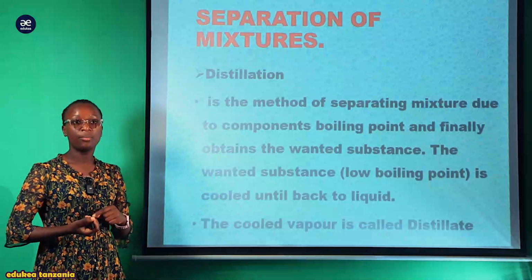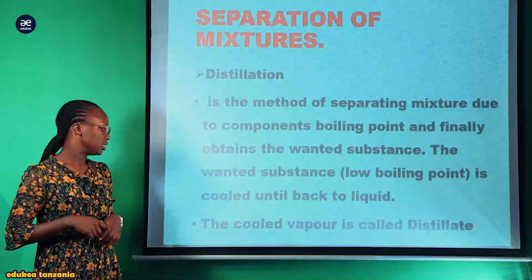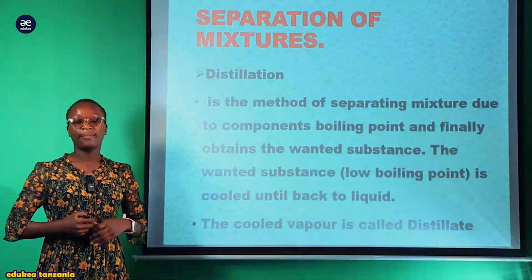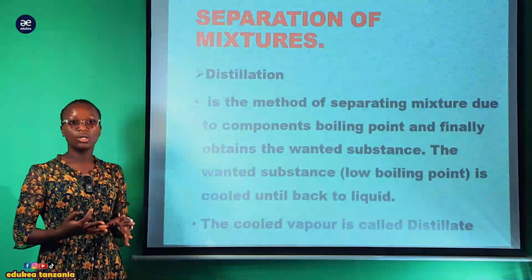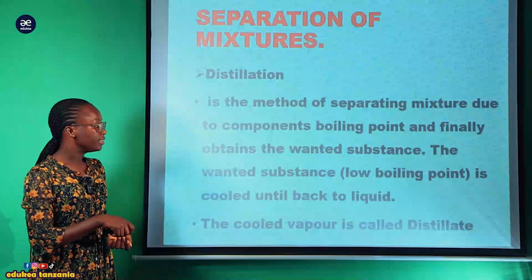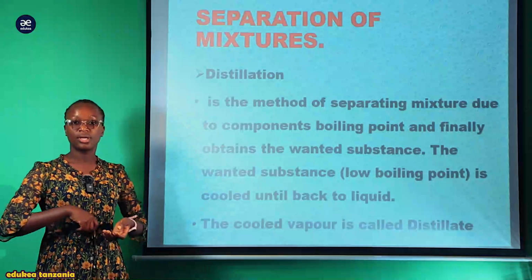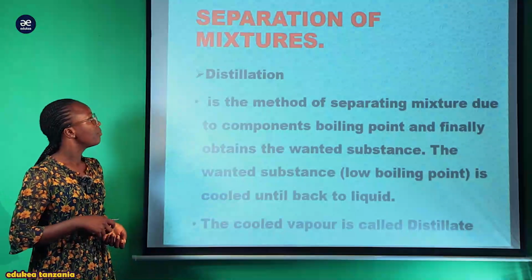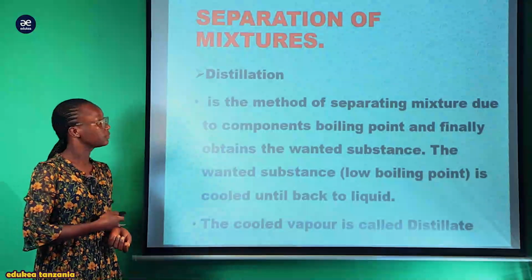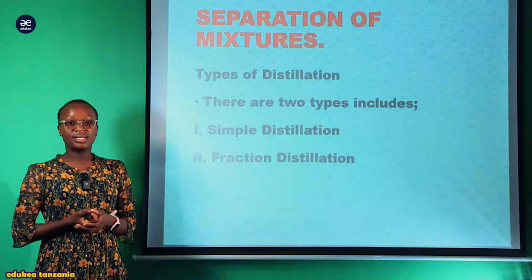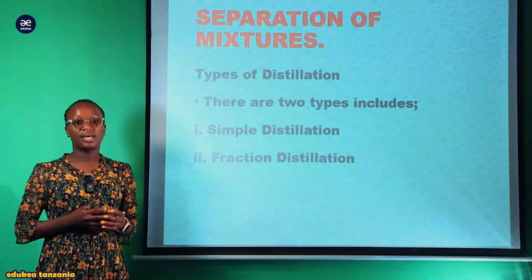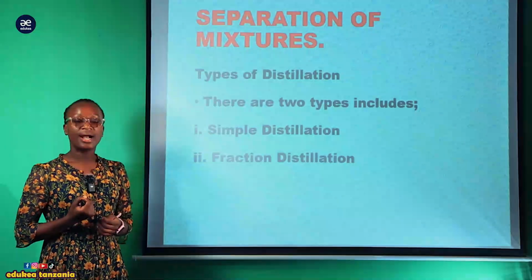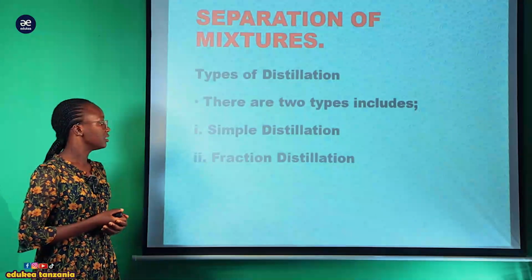And the cooled vapor is called distillate, kwamba that vapor which is allowed to cool at a time ndo tunaita distillate. Kwa hiyo hii distillate tutaipata this wanted solution au liquid tutaipata baada ya kufanya distillation process. But the distillation process can be done in different ways. So let us see the types of distillation. There are two types of distillation. The first one is simple distillation and the second one is fractional distillation.